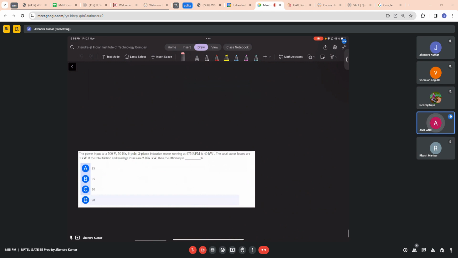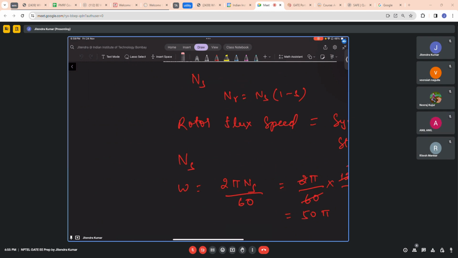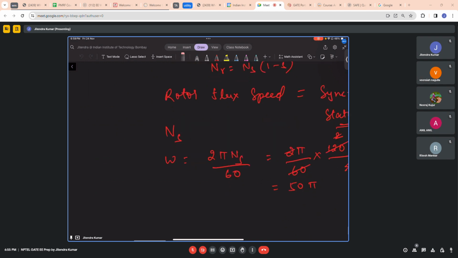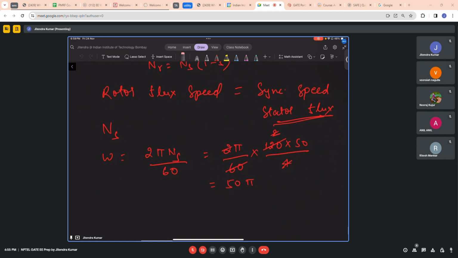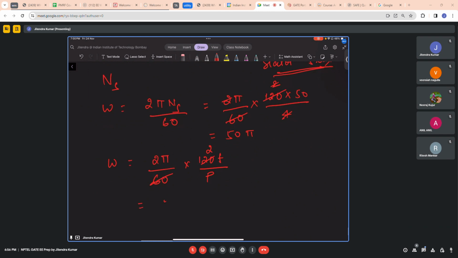Sir, how can you derive this expression omega equal to 2 pi NS divided by 60? Okay, so see, omega is the electrical frequency. If NS is nothing but 120 f by p, and you plug in that value, 2 pi by 60 into 120 f by p, that is 60 into 2, so 2 pi f into 2 by p. Omega, which is radian per second, is equal to 2 pi f. It is a very common expression.